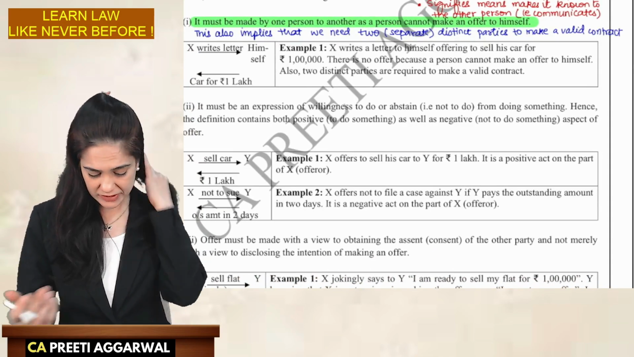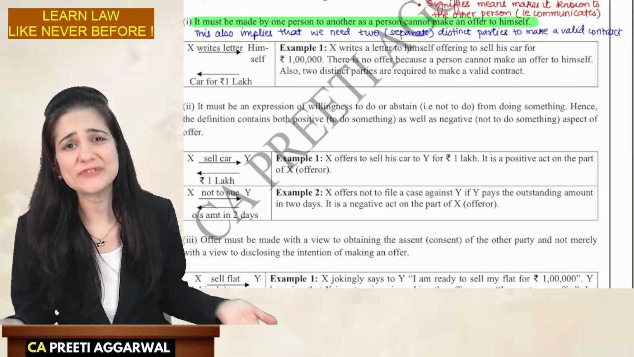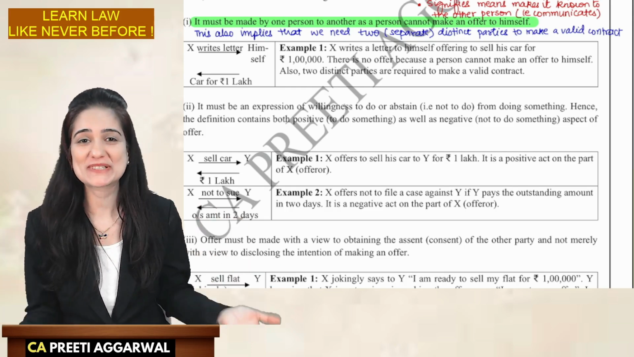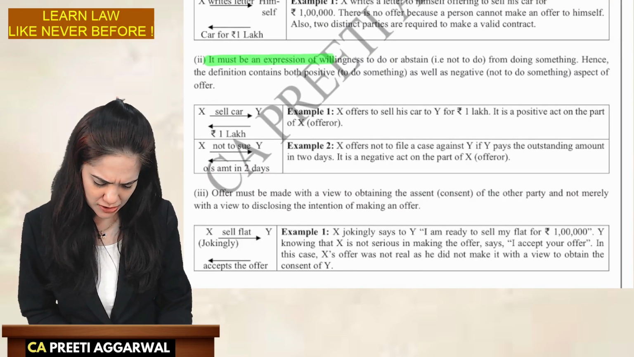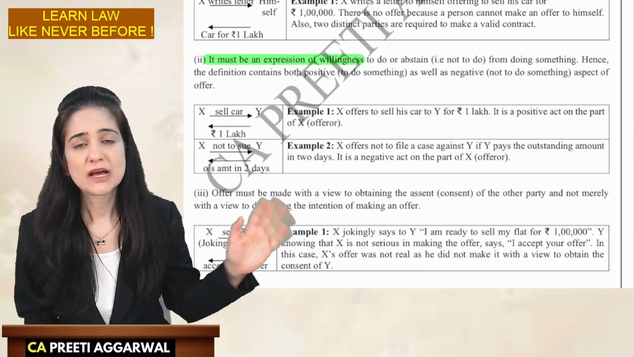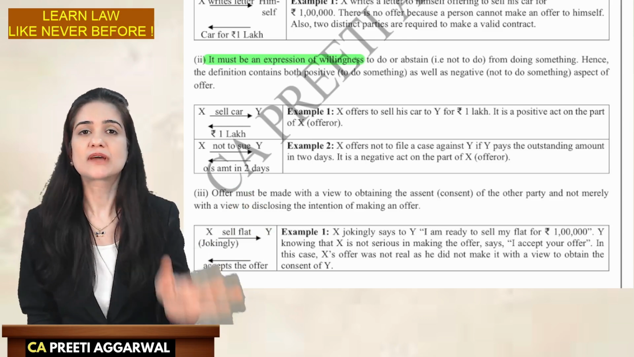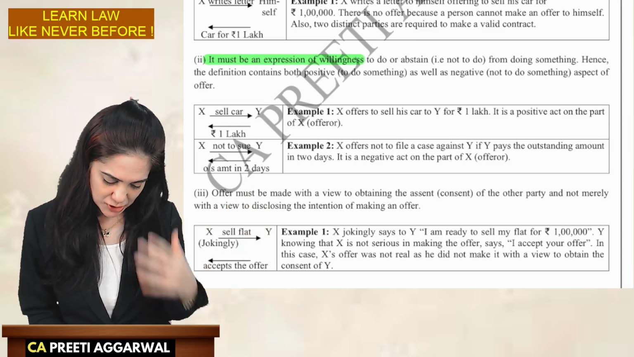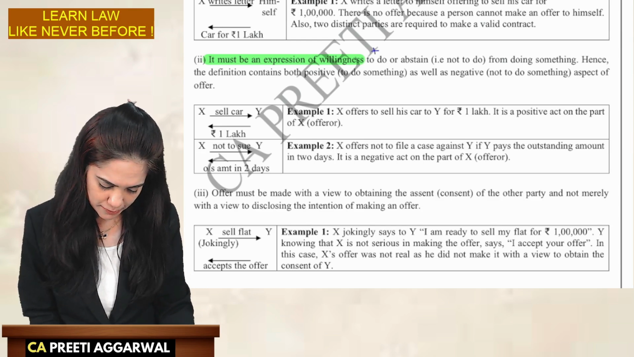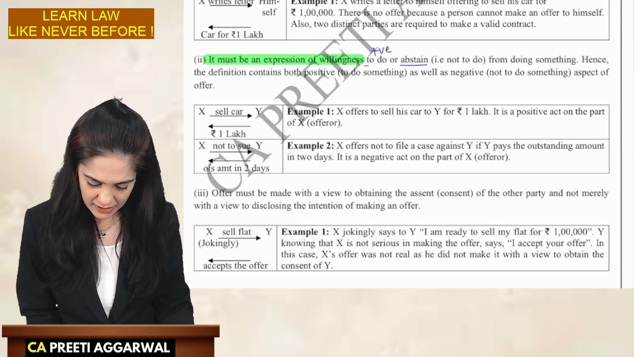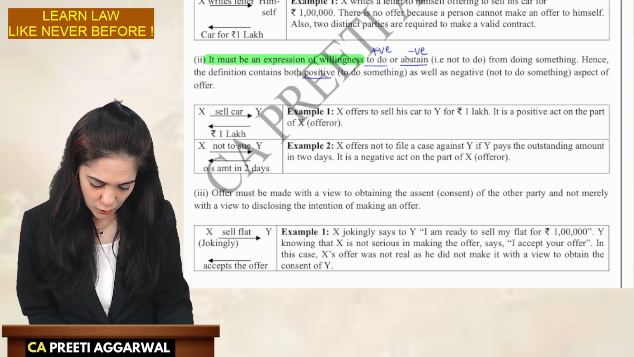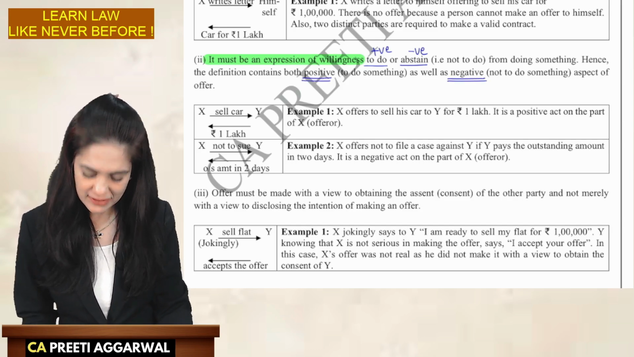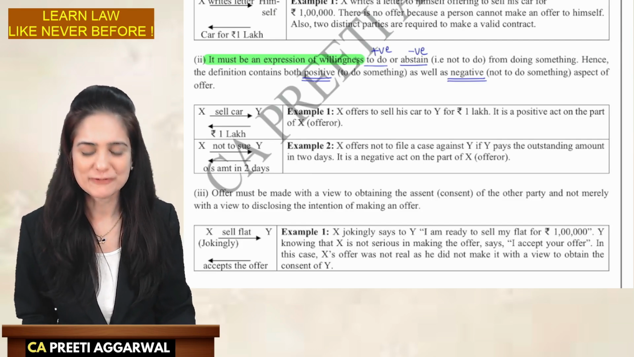X writes a letter to himself offering to sell his car. That's not a valid offer. How can you make an offer to yourself? It must be an expression of final willingness. It is my final wish to sell this car. It is an expression of willingness either to do, positive, or abstain, negative, not to do something. The definition covers both positive as well as negative aspect of offer.